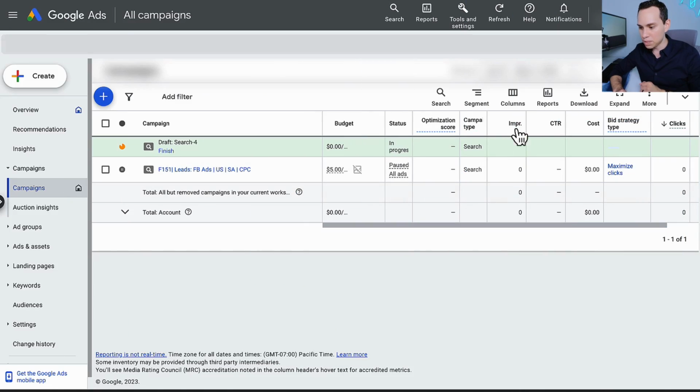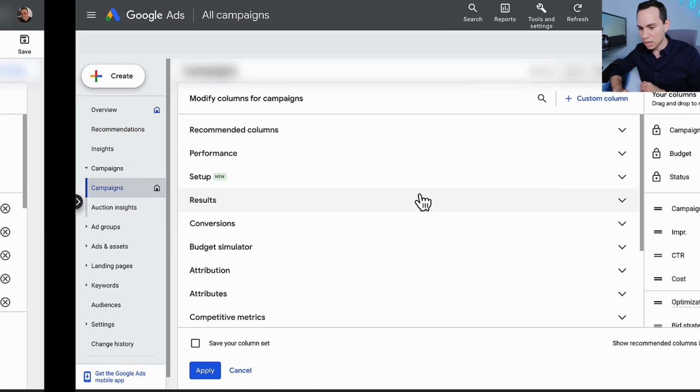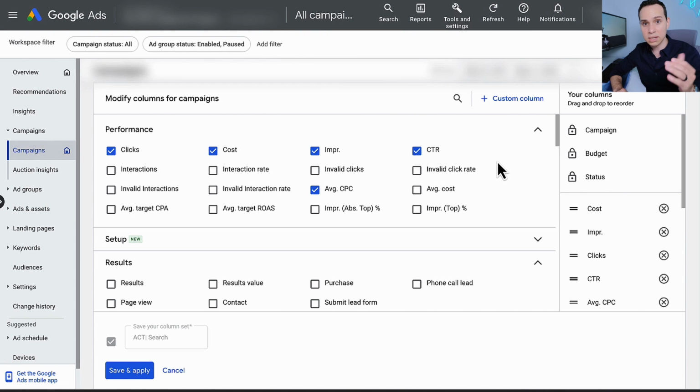So I'll go ahead and jump into our demo account here, and I'll click to modify columns. Now I'll jump over to a client account so you can see the columns that I like to use. This is specifically for search campaigns, but it's just minor modifications for other types. So I like having clicks, costs, impressions, CTR, and average CPC. Clicks is just how many clicks did it get? Cost is how much did it cost you over whatever period you're looking at. Impressions is how many times the ad showed up. Average cost per click is how much on average you wound up paying.